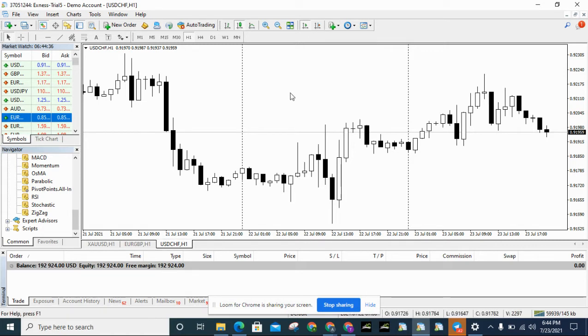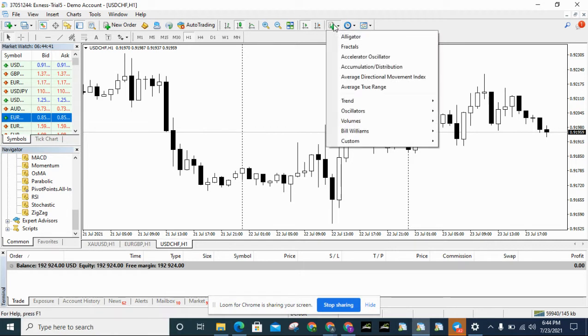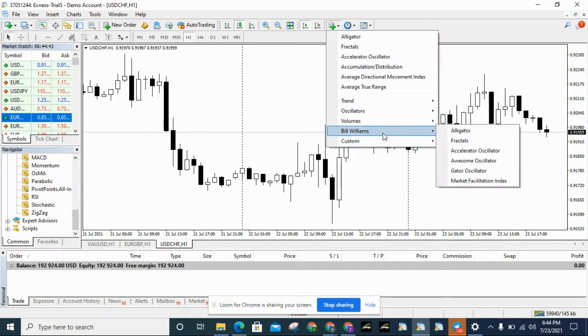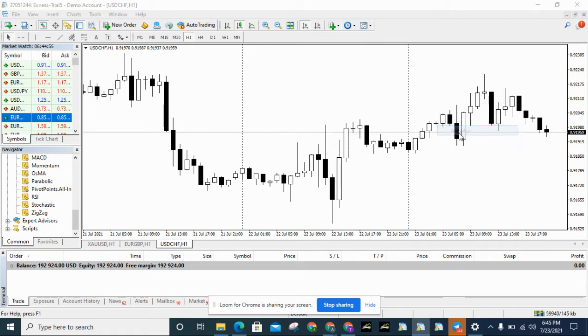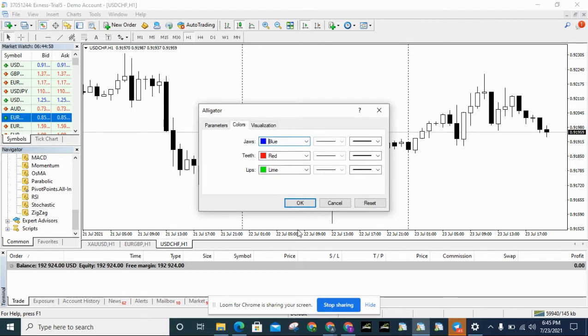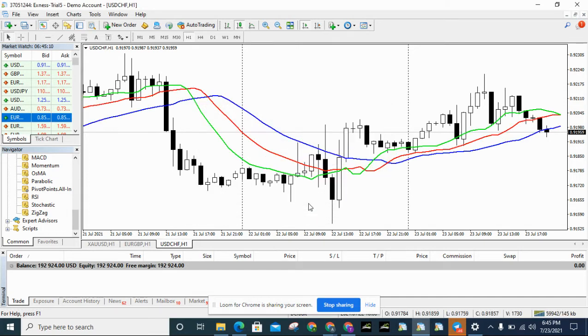So I use Bill Williams. You come here to search for it. Bill Williams. Then what do I use in Bill Williams? I use alligator, fractals, and accelerator oscillator. So let me just add it to the chart. Alligator. I leave everything as it is. Let me just make this bold a little bit, and this one too. Then I add it.